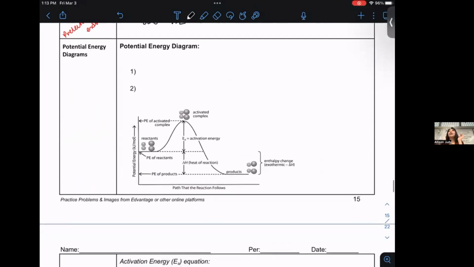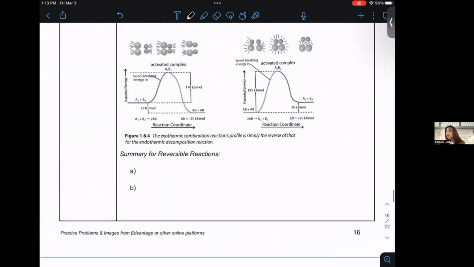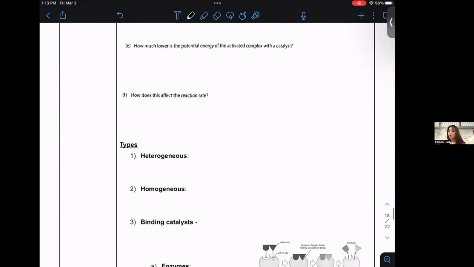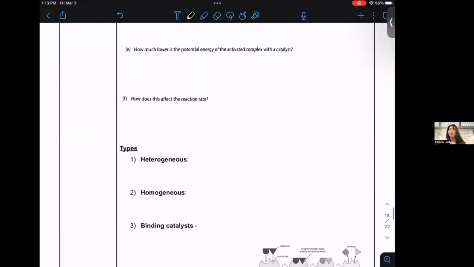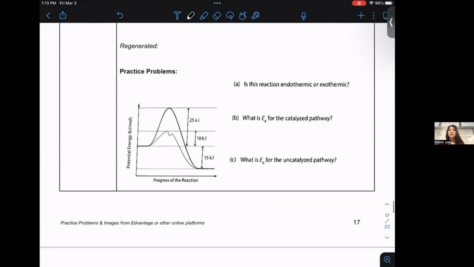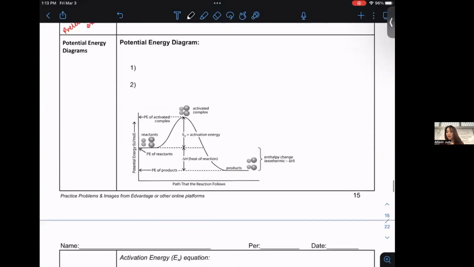So I'm gonna have Keaton and Kevin take over for the potential energy diagram. It's really simple, and then I'll take over catalyst part 1, and you can take over catalyst part 2, and then I'll take over reaction mechanism. The goal is to be through this in about 15 to 20 minutes, so it's only 10 minutes of me. All right, boys, come on up.